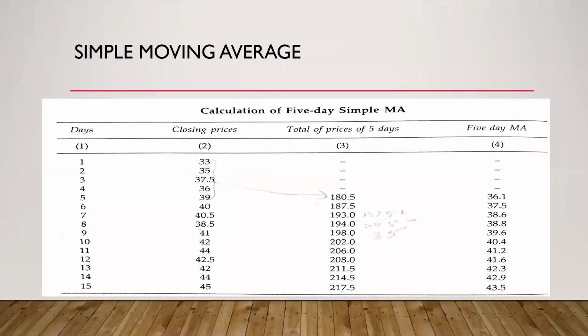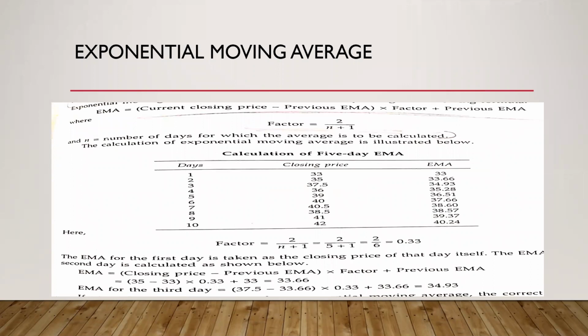So under moving averages, the first one was simple moving average. I hope you understood how it is calculated. The second one is exponential moving average. In order to calculate the EMA, there is a formula. The formula is: current closing price minus previous EMA, multiplied by the factor, plus previous EMA. To calculate the factor, the common formula for a particular set of EMA is 2 divided by n plus 1.